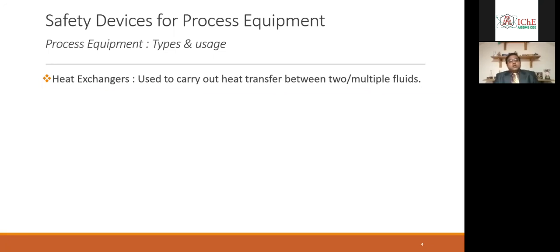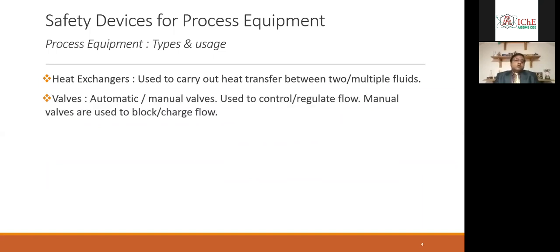Then there are heat exchangers, used to carry out heat transfer between two or multiple fluids. Valves, automatic or manual valves. Automatic valves are used to control or regulate the flow. So there are flow control valves, pressure control valves, temperature control valves. You give it a set point, and based on the set point, the valve opening changes, and by that it manages the flow.